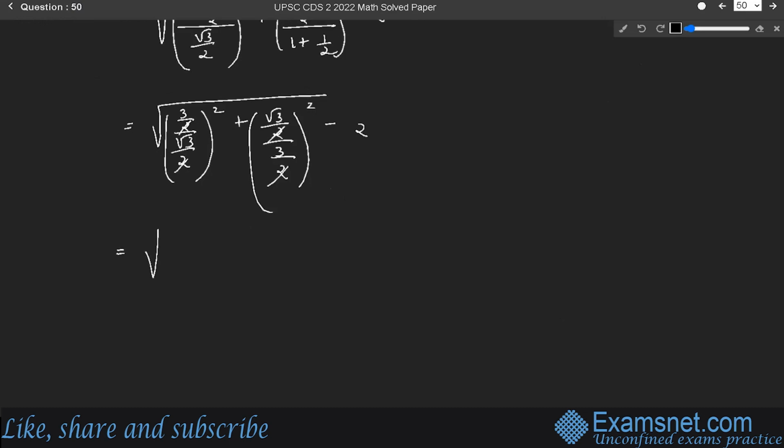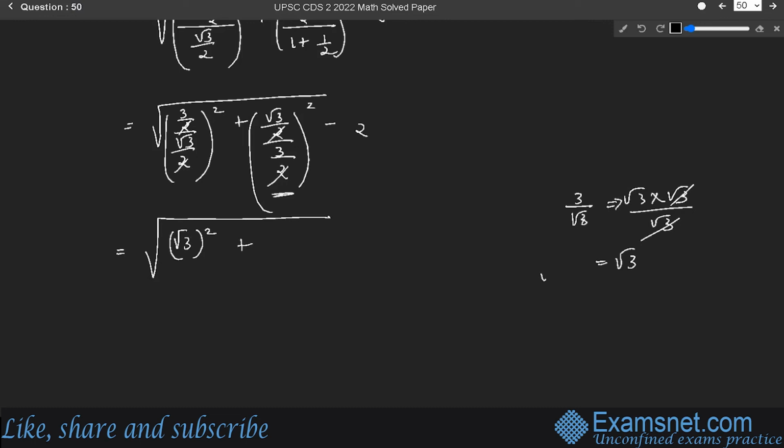Now you can see this, it is in under root and the value is 3 by root 3. So 3 by root 3 can be written as root 3 into root 3 upon root 3. This root 3 and root 3 will be cancelled. So remaining will be root 3. So under root of root 3 whole square plus, again, second term has root 3 upon 3. Root 3 upon 3 can be written as root 3 upon root 3 into root 3. This root and root will be cancelled. So it will be 1 by root 3. So it will be 1 by root 3 whole square minus 2.